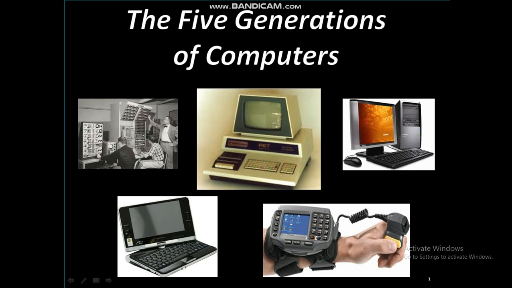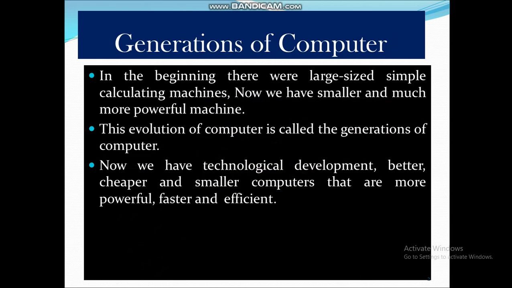Today the topic of my presentation is the 5 generations of computer. In the beginning there were large size simple calculating machines. Now we have smaller and much more powerful machines. This evolution of computer is called the generation of computer. Now we have technological development, better, cheaper and smaller computers that are more powerful, faster and efficient.